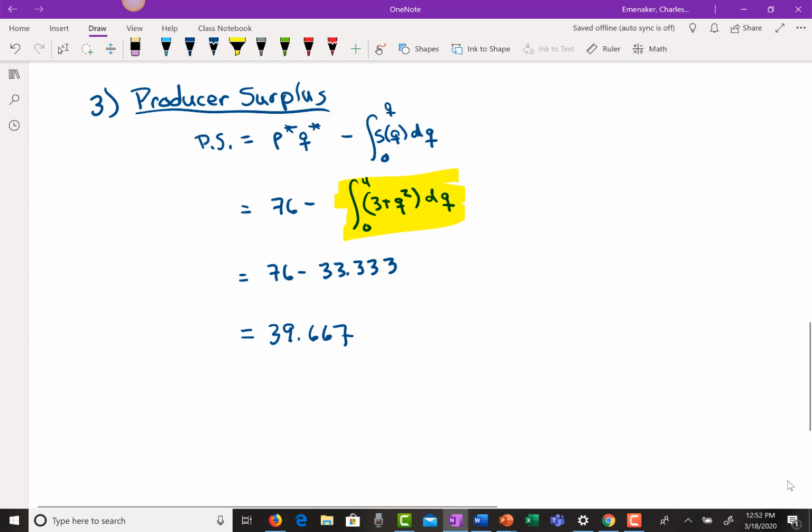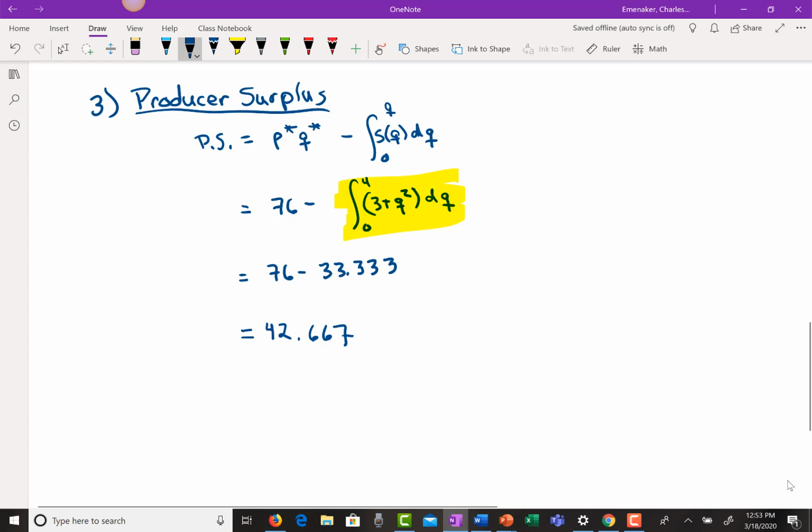39, no, that's not right. 42. Sorry about that. Should have done it on the calculator.